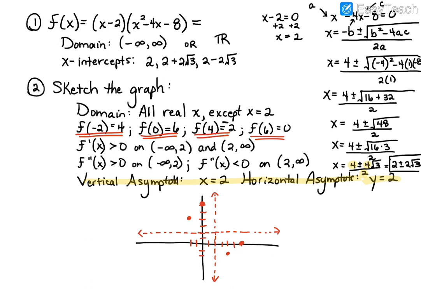Okay, so now they're going to talk to me about increasing and decreasing. Notice that this is saying that your first derivative is positive, greater than 0, from negative infinity to 2. So that means the graph should be increasing. So if I start over here at negative infinity and play dot to dot with my points, that's telling me the graph should be going up from negative infinity to 2.